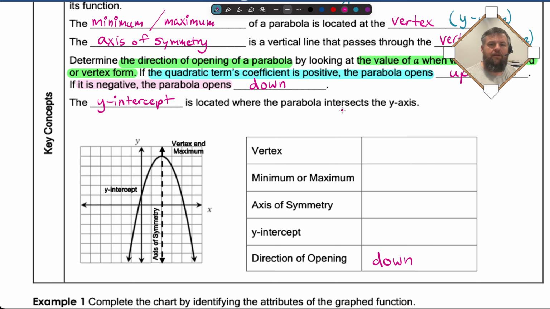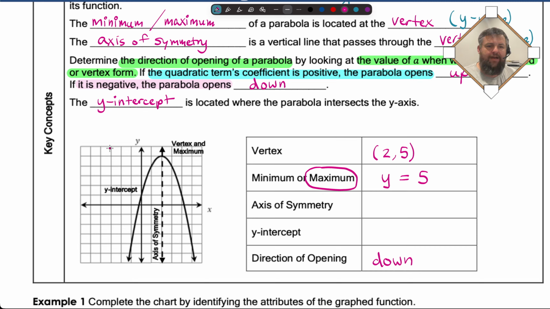Okay. So the vertex, if we label the vertex, we go to the graph, start at the origin, it's 1, 2 to the right. So the vertex is going to be at positive 2. And then we go up 1, 2, 3, 4, 5. So the vertex is located at the point (2, 5). Because it is opening down, this one has a maximum. Okay, and it's a maximum at the y value, y equals 5.